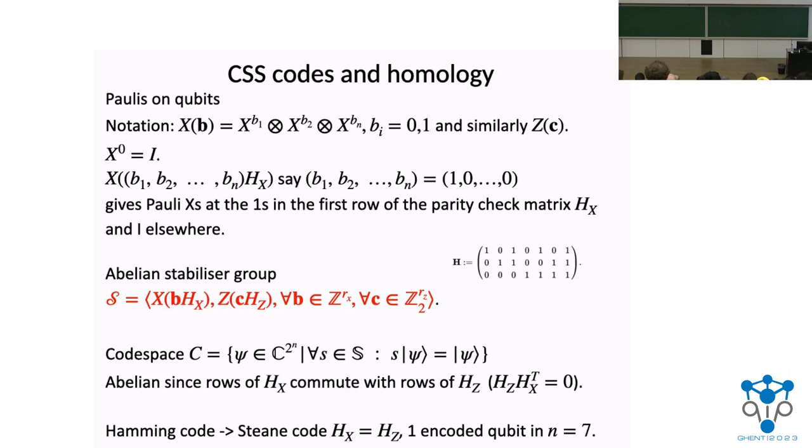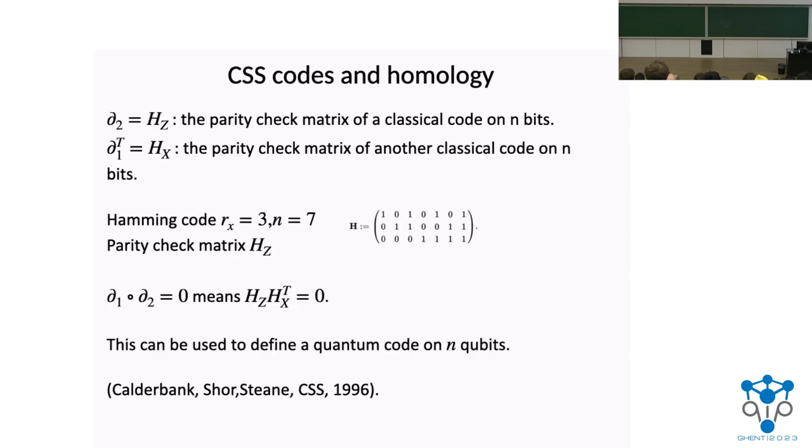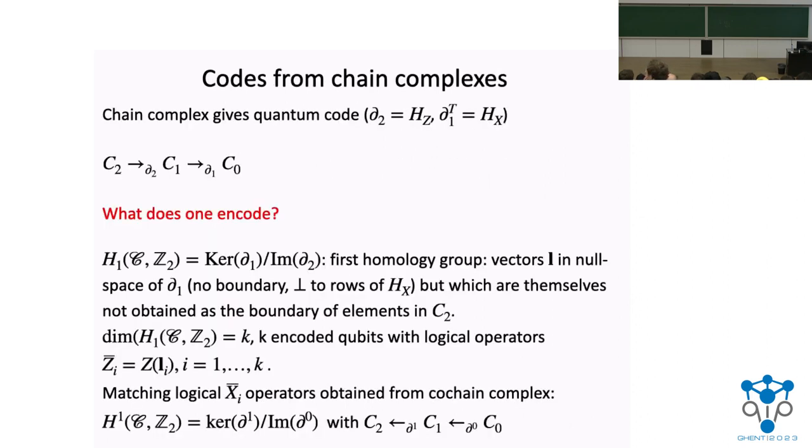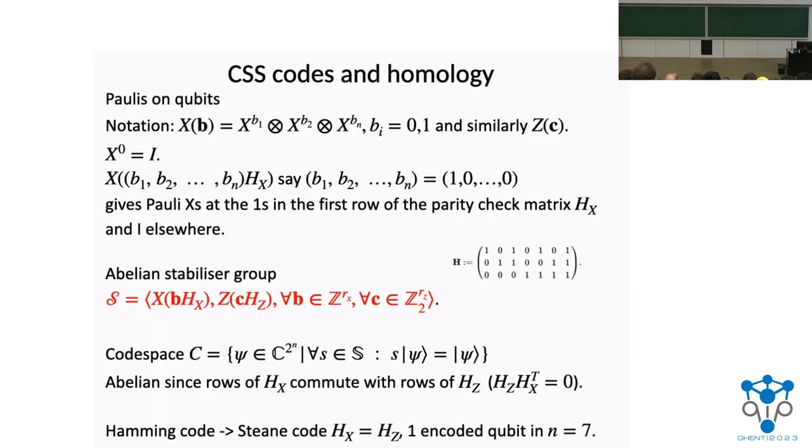Yeah, and this is the way, so for the Steane code, you could take this code for both H_Z and H_X, and then you have 7 qubits, and you encode 1 qubit. Okay, so now the other property, sorry. Yeah, okay, so we can relate it to the stabilizer group.